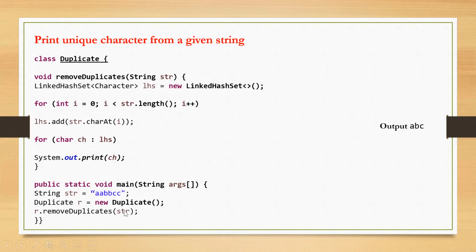In this, we are passing the string a, b, b, c, c, and based on the logic it will remove the duplicate characters as per the LinkedHashSet functionality. So here it will print ABC, right? Because it has removed the duplicates. It has printed only the unique characters.